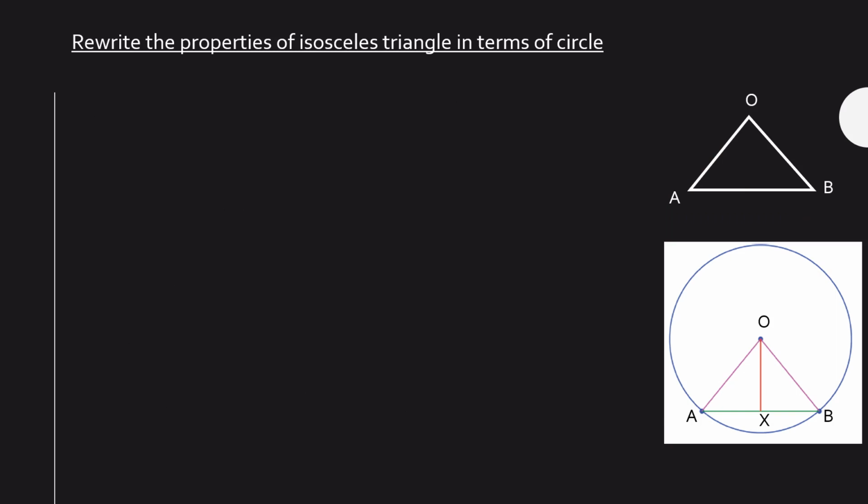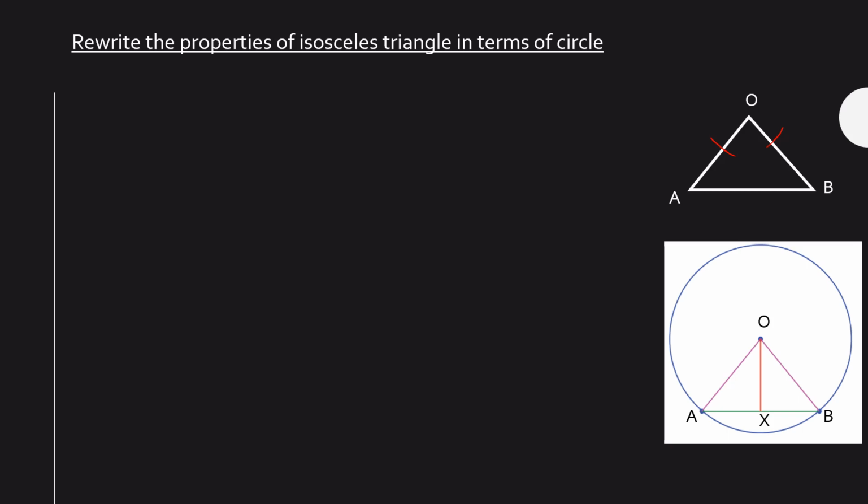So we discussed the properties of isosceles triangle. Now let's see the properties of isosceles triangle in terms of circle. Here as you can see, ABO is an isosceles triangle with equal sides AO and OB. Here we have inserted this isosceles triangle inside a circle, as you can see. Now by looking at the picture, can you tell me what the specialities are? Okay, I will mention one more thing. Here O is the center of the circle. Now can you tell me anything?